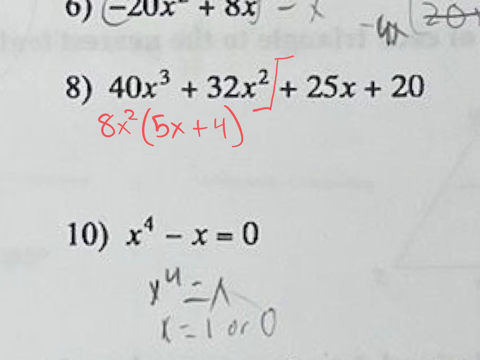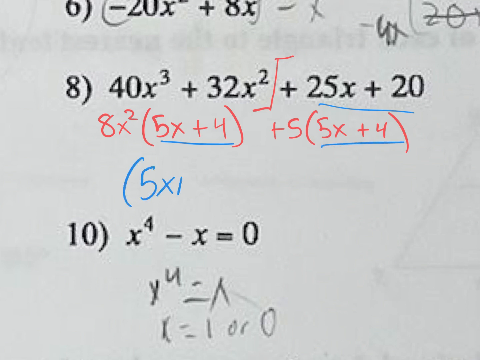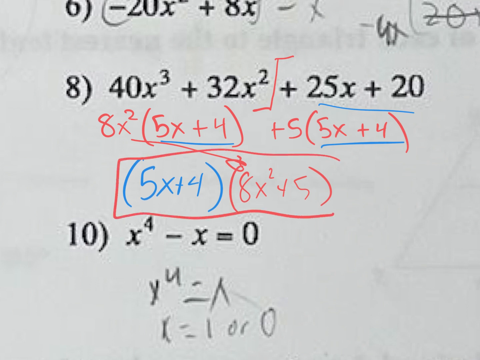And then what you're trying to do is get a 5x plus 4 over here. And I think if you take out a 5, you get just that, right? So that'd be 5x plus 4, yeah. Perfect. Okay, so now you have these 5x plus 4s. What happens if you were to factor out a 5x plus 4? You'd be left with 8x squared plus 5. It's called factoring by grouping.